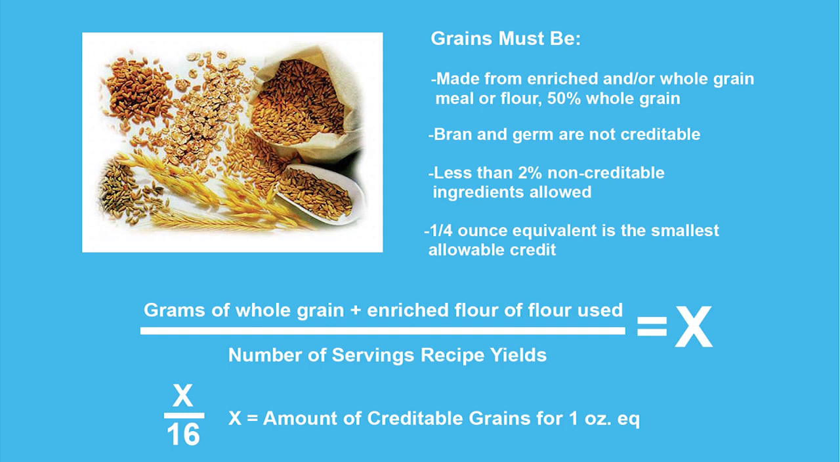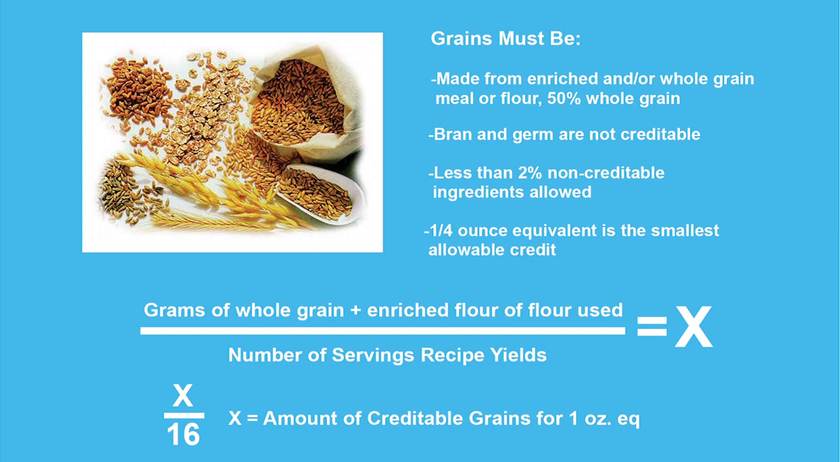Foods that qualify as whole grain rich for the school meal programs are foods that contain 100% whole grain or contain a blend of whole grain meal and/or flour and enriched meal and/or flour of which at least 50% is whole grain. Whole grain rich products must contain at least 50% whole grains, and the remaining grain, if any, must be enriched. Bran and germ are not creditable in the school meals program. Non-creditable ingredients in products at very low levels used as processing aids are allowable at levels less than 2%.